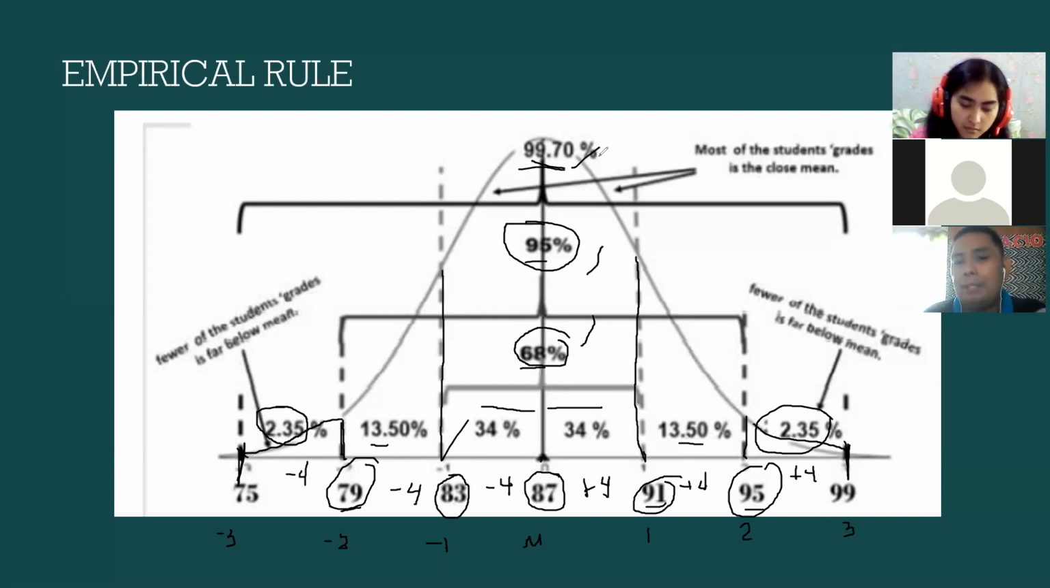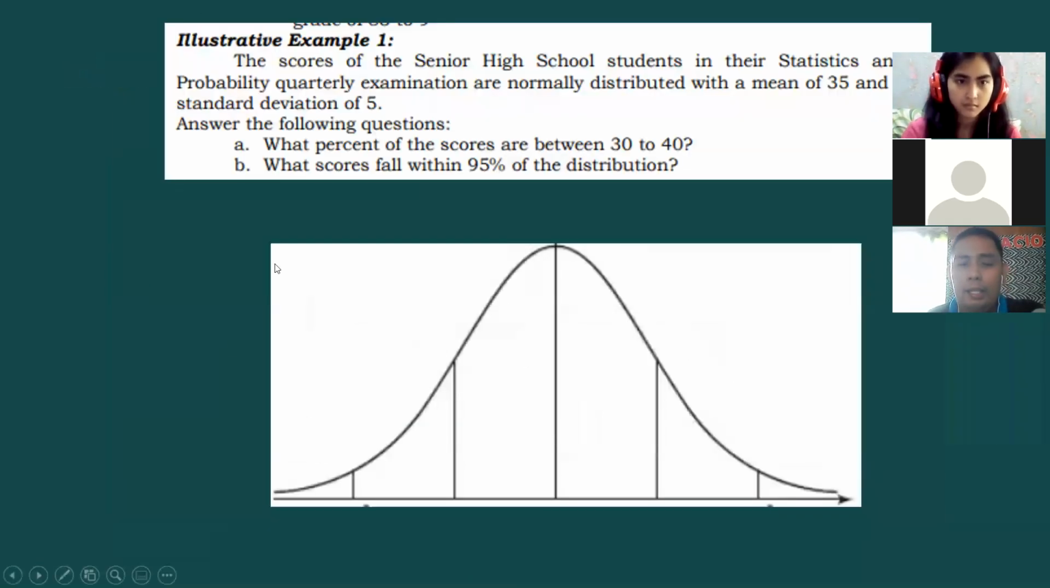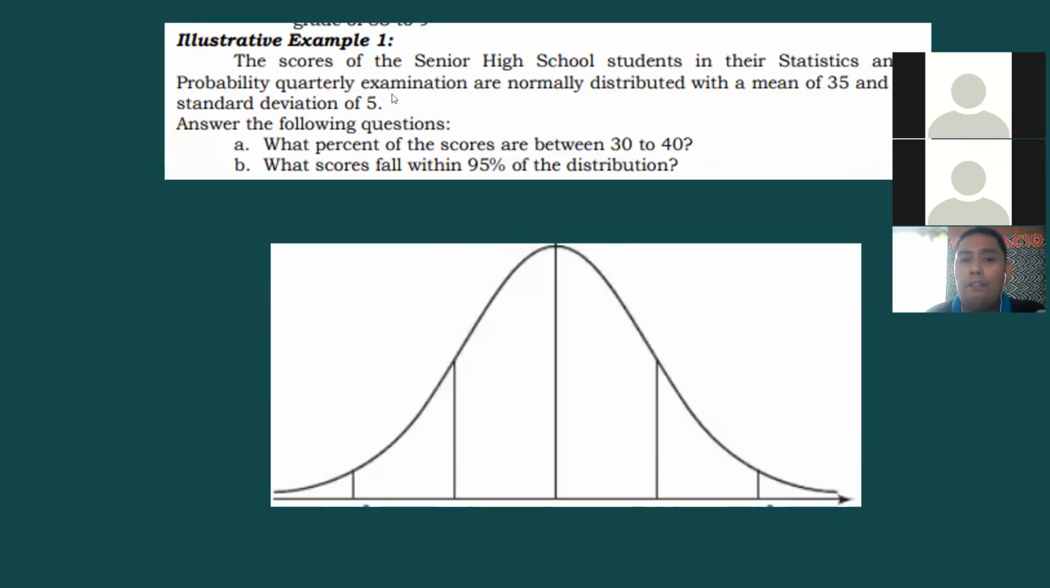Okay? So para mas maliwanagan pa tayo, let's have another example. Okay. So this is our example. The scores of senior high students in statistics and probability in a quarterly examination are normally curved with a mean of 35 and a standard deviation of 5. Okay. So yun ang tanong sa atin.